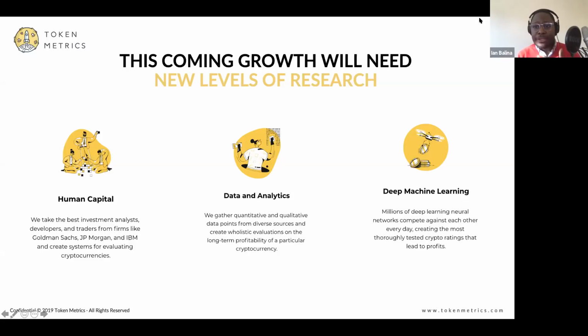future, machine learning. So right now, we're running millions of deep learning neural networks that compete against each other to make sure we can find any edge we can find when it comes to investing in a cryptocurrency, whether it's fundamentals, technical analysis, code reviews. Everything is being backtested, and we're running over 20 million models a day in our entire platform, and that's constantly growing.